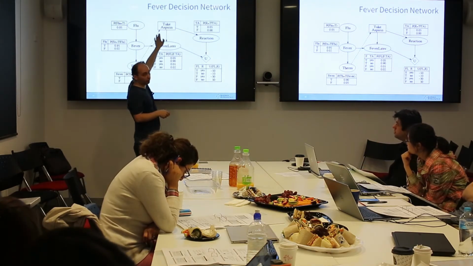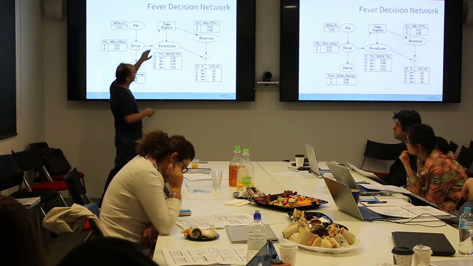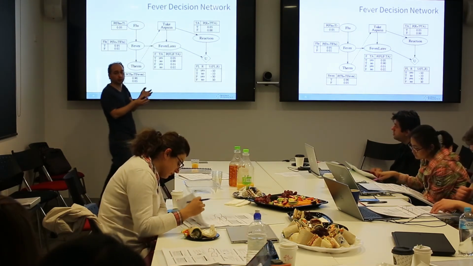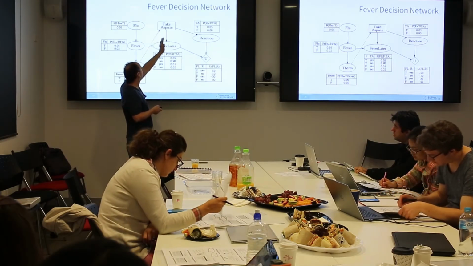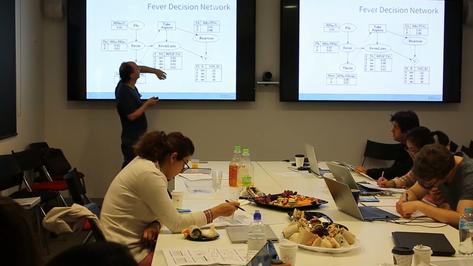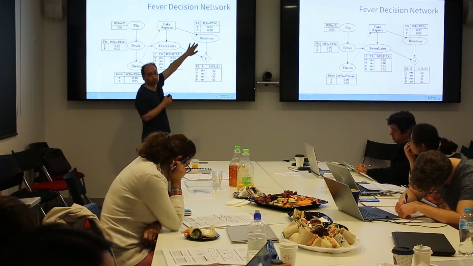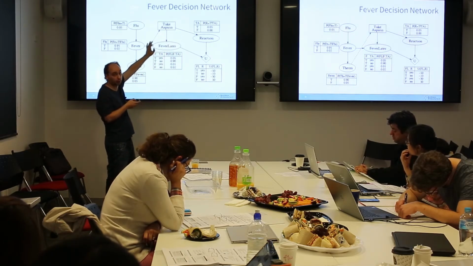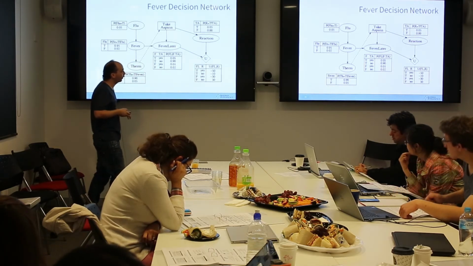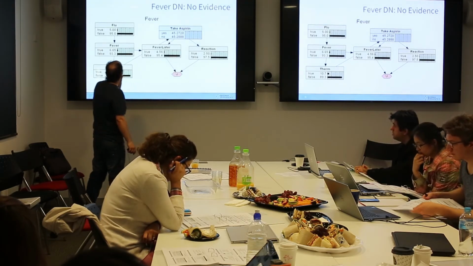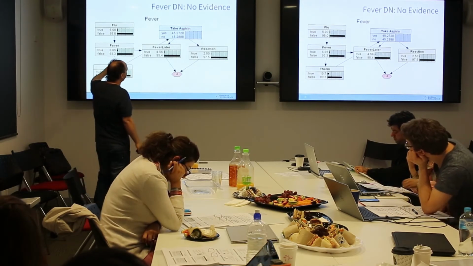Now this dashed line means it's an information link, so it's not a causal link. It's not that the thermometer causes you to take an aspirin, it's just something that informs you about whether to take it or not. So you would use the reading on the thermometer to make your decision. Then there's a certain probability of reaction after taking the aspirin. With the combination of that and the fever, you've got some utility here. So we've built our network, we've parameterized it, we've gone through everything.